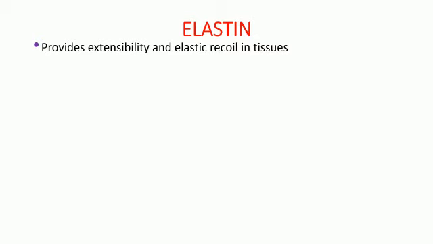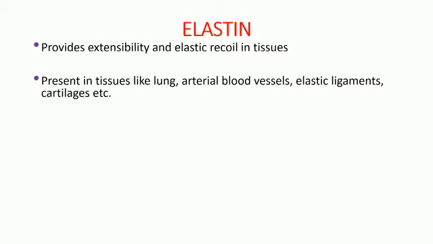From that you can guess what are the tissues where it should be present. It is present in the lung, especially in the alveolar wall, etc. Then in the arterial blood vessels, in the elastic ligaments, some of the cartilages, etc. So these are the tissues where, for providing the elasticity property and extensibility, this elastin protein is present.